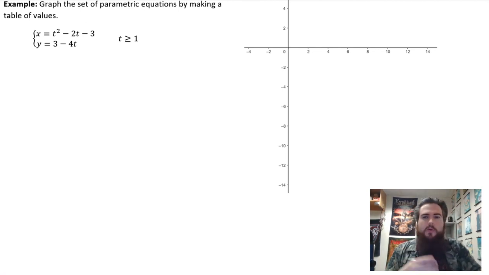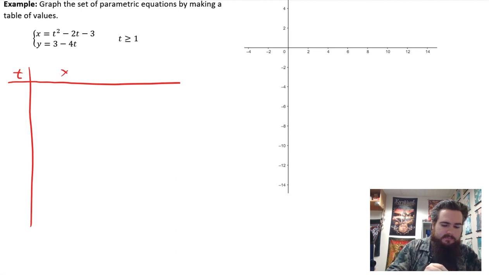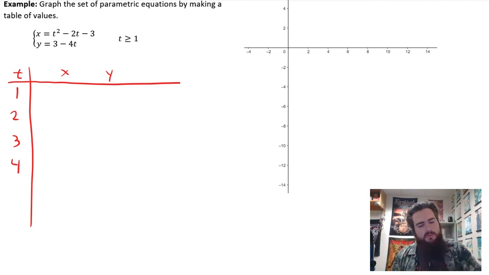In order to do this one though, this is more algebra than it is trig. We just need to make a nice t-table here in order to get values of x and y. And we'll go until we have enough. I will start with 1 for sure, and probably just whole numbers after that should be sufficient. 3, 4, we'll see if we have to do 5.